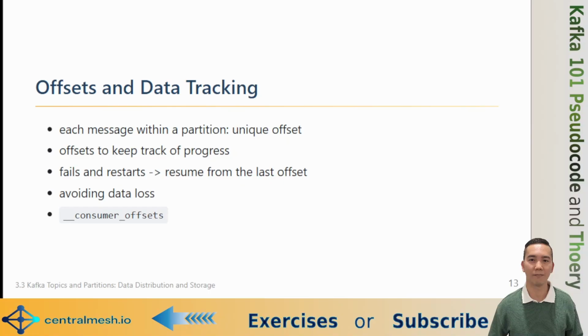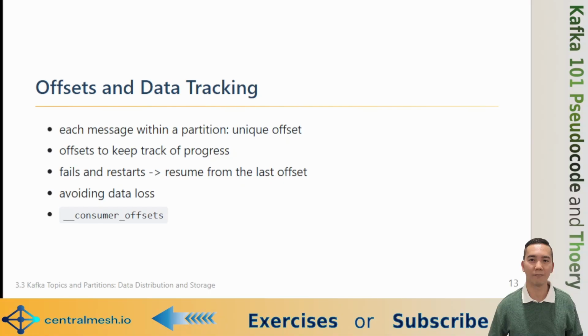Kafka uses offsets to track messages. Every message in a partition gets a unique offset. Consumers use these offsets to know where they left off. For instance, if a consumer has processed messages up to offset 105, it can resume from 106 after a failure or restart.